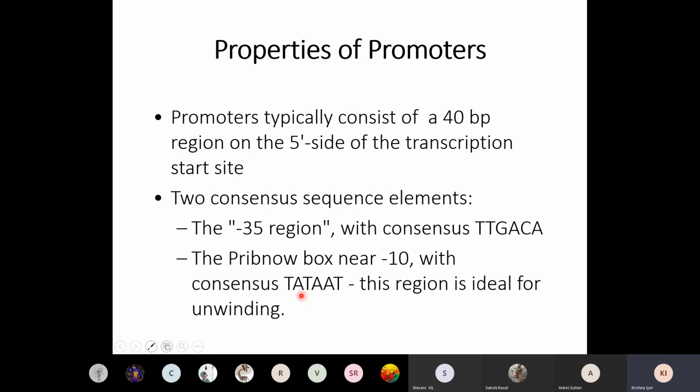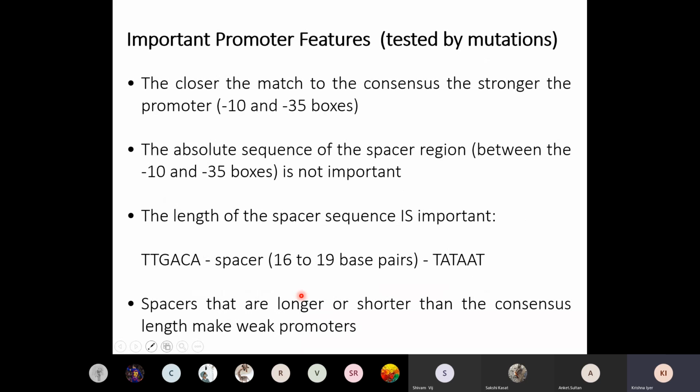Now, as we look at this promoter, here are some properties of promoters which are important to keep in mind. The closer the match to the consensus, the stronger is the promoter.